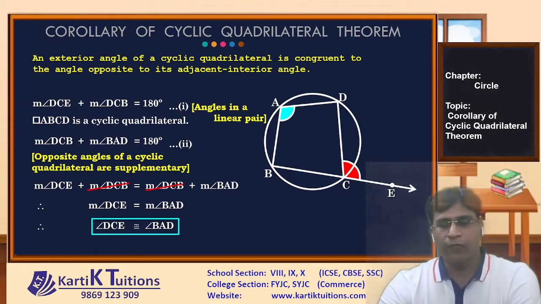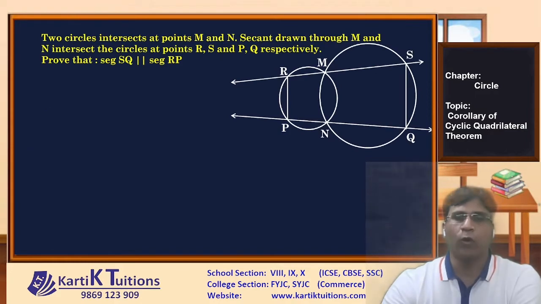Now let's have a look at one sum which is based on the same concept. Two circles intersect at points M and N. Secants drawn through M and N intersect the circles at points R, S and P and Q respectively. Prove that segment SQ is parallel to segment RP. To prove this parallel, we need to take help of either corresponding angles, alternate angles or interior angles. For this, we need a segment MN. So that is our construction for this sum.